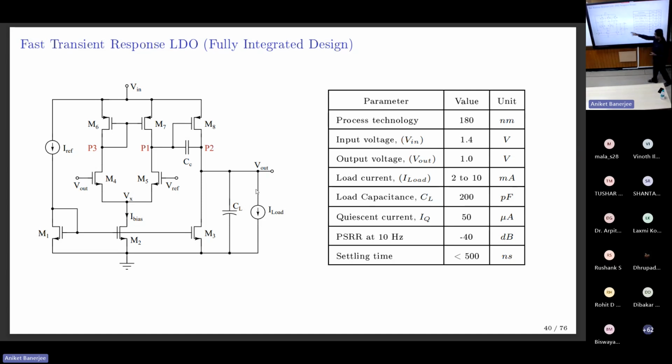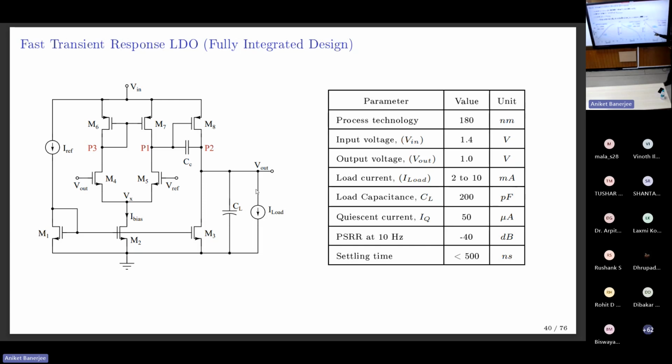For this, I may not be able to use microfarads of load cap. So what do I do? I use say 200 picofarad, some small number. Even to support the overshoot and undershoot, you need to put some cap here. Without this cap, it will be very bad transients. So you need some load cap. For this design, I have assumed 200 picofarad load cap instead of microfarads, and then designed for a PSRR of -40.